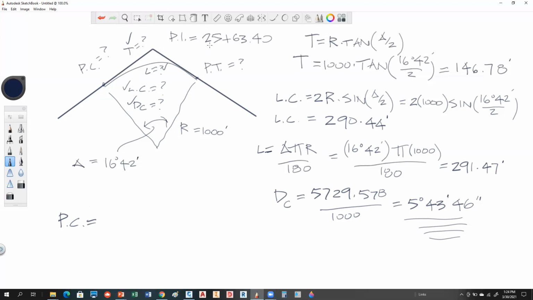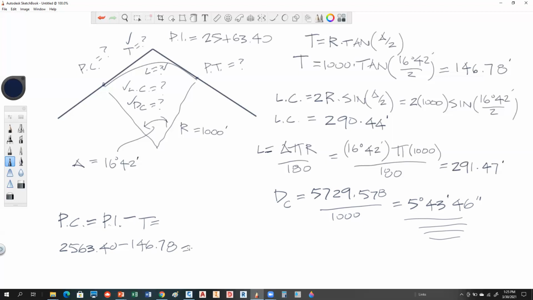If your PI is at station 25 plus 63.40, and we back it off by T, we should be able to get the PC station. On a set of plans, they're typically going to give you the PI station related to the PC if it's not on there. So we can say that the PC is equal to the PI station minus T. In this case, we have 2563.40 minus the T that we calculated, 146.78. Let's see what station we come up with there.